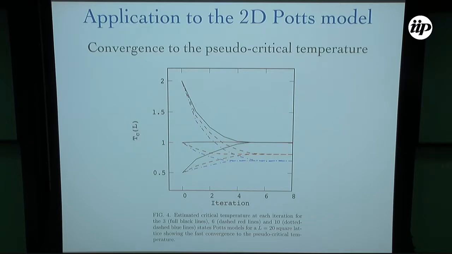Okay, so here I'm showing the same convergence. This curve here is the same that I just showed you, but together with attempts that we will start at different temperatures, just to show you that it always converges to the same value, as we should expect. Okay, in red here is for the 6-state Potts model, and in blue is for the 10-state Potts model in a 20 by 20 lattice. Okay, so we can see that it converges pretty fast in this case.